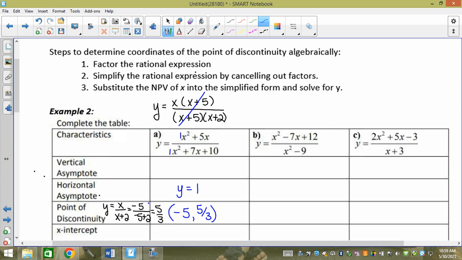Where's my vertical asymptote at? What's left in the numerator or in the denominator? What's my other NPV? That didn't cancel off. X equals what? -2. That's it. So if it cancels off, it's a point of discontinuity. Your NPVs that cancel are a point of discontinuity. Your NPVs that stay are vertical asymptotes. That's it.